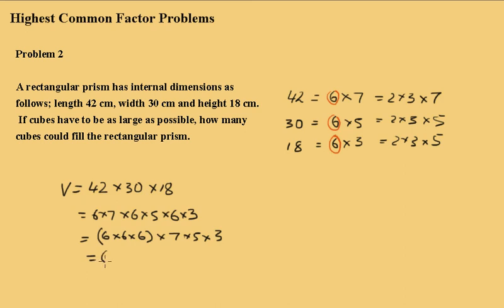Now 7 times 5 times 3 is 105. So there must have been 105 cubes all of side 6 centimeters.